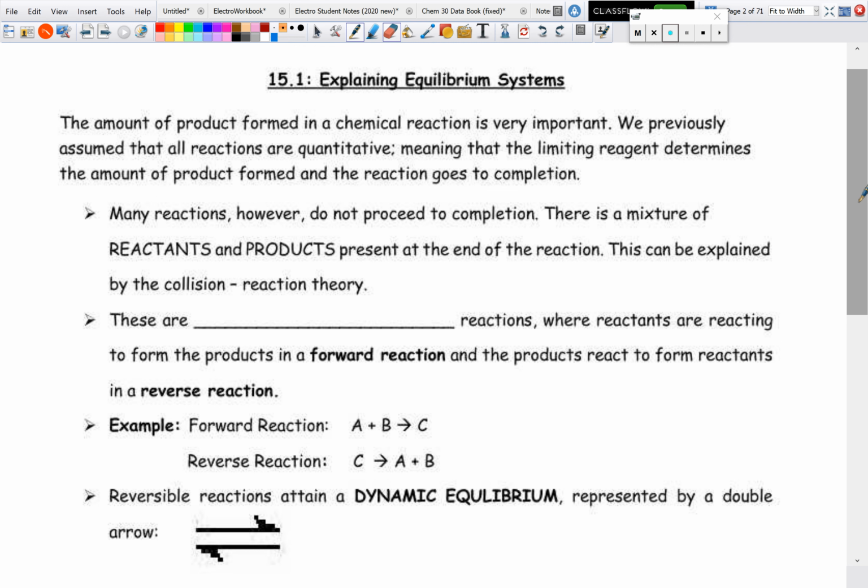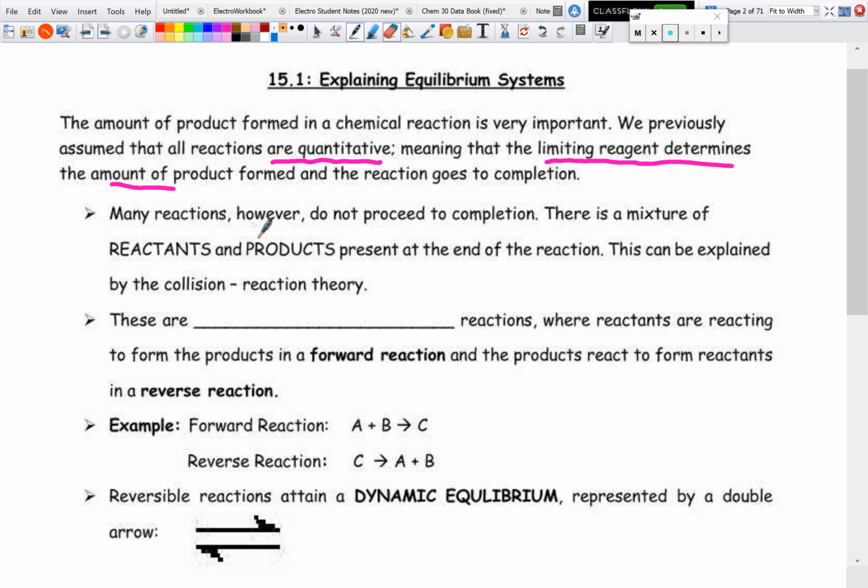So first of all, we're going to have to get into what equilibrium systems are. Of course, as we know, the amount of product formed in a chemical reaction is very important. We had an entire unit in Chem 20 known as stoichiometry based on that, and we've seen it even in electrochemical cells and thermochemistry. We looked at how much product is being formed. One of the things that we always assume is that reactions are quantitative, meaning that the limiting reagent determines the amount of product formed and the reaction goes to completion.